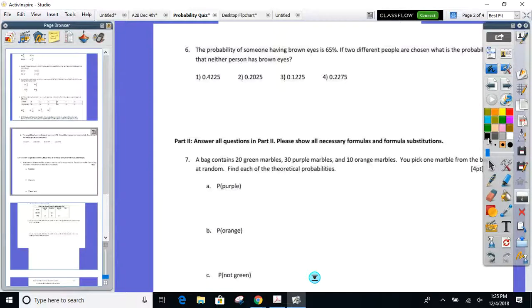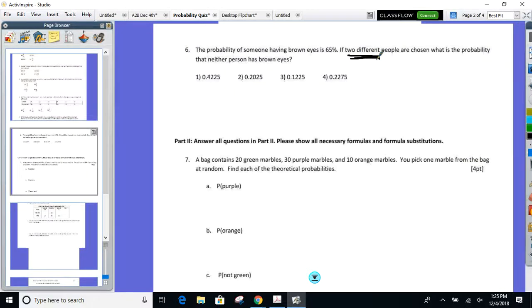Quiz. Probability of someone having brown eyes is 65%. Two different people. So that tells me, hey, I'm doing two different people. I'm going to be multiplying something here. Two or more, I'm going to multiply. But now, not that have brown eyes. Neither person has brown eyes.